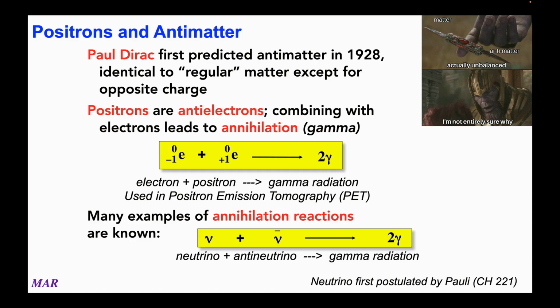Here's the neutrino and an antineutrino. They combine as well to make two gammas. If you had a proton and an antiproton, they would combine to make two gamma rays. Amazing. All right. Neutrino is another one of these subatomic particles that we're not going to talk about. Very cool kind of stuff. Anyway, go with the flow.